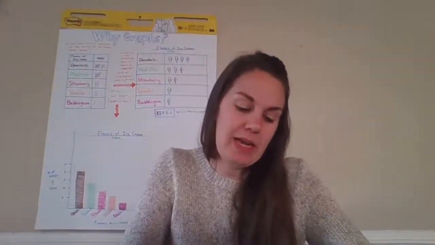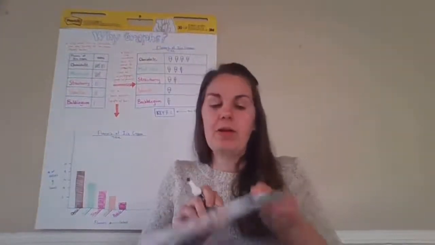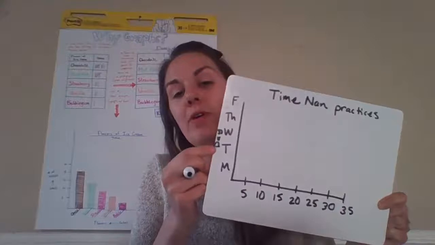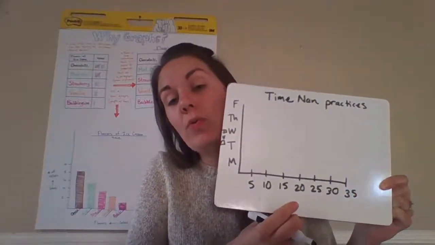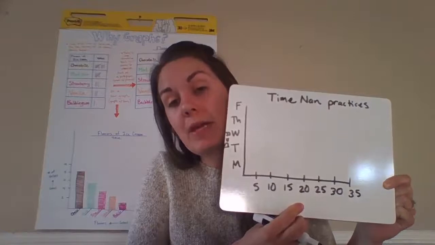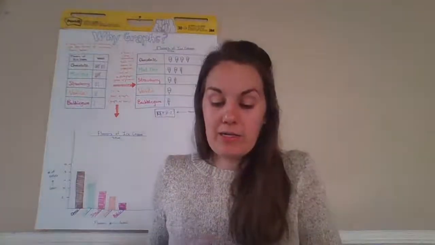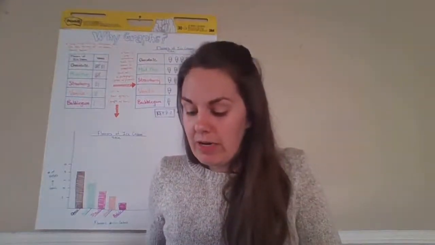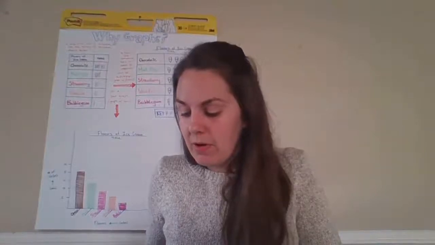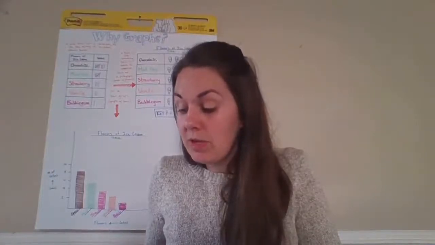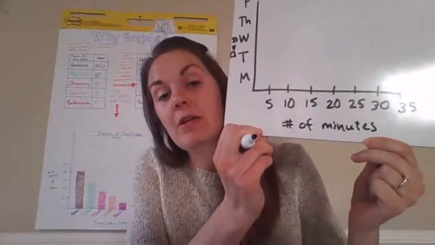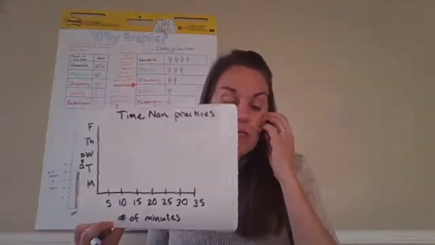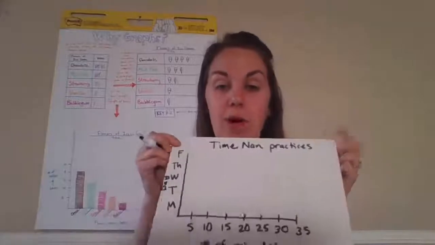So I would write day as my label for my y-axis. And then down below, our x-axis is going to be how many minutes she practices, right? So we're just going to go ahead and write number of minutes. And if you guys want to abbreviate number to that number sign, I am totally fine with that. So number of minutes. Now we're going to go ahead and draw our bars out.